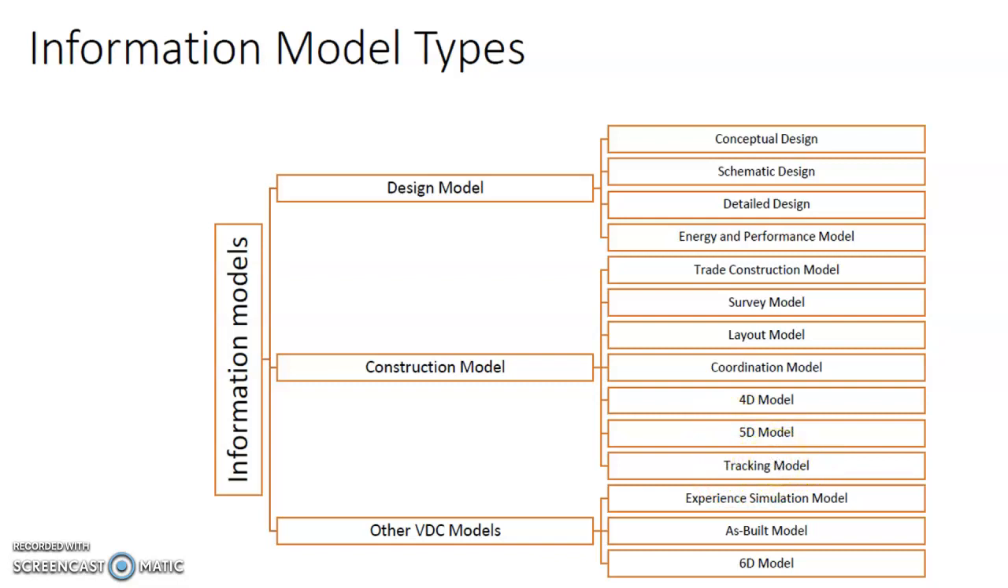Other than all these information models, you can have this dispute model, or a model that is handed over to the end user, or you can have what we call a 6D model, which includes more features for the O&M, operation and maintenance of the facilities, or it can be experience simulation models. The next few slides will go into more detail on all these types of information models.